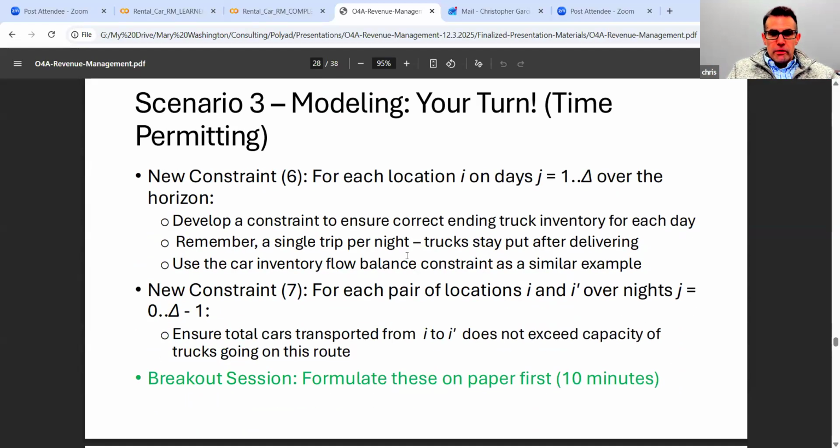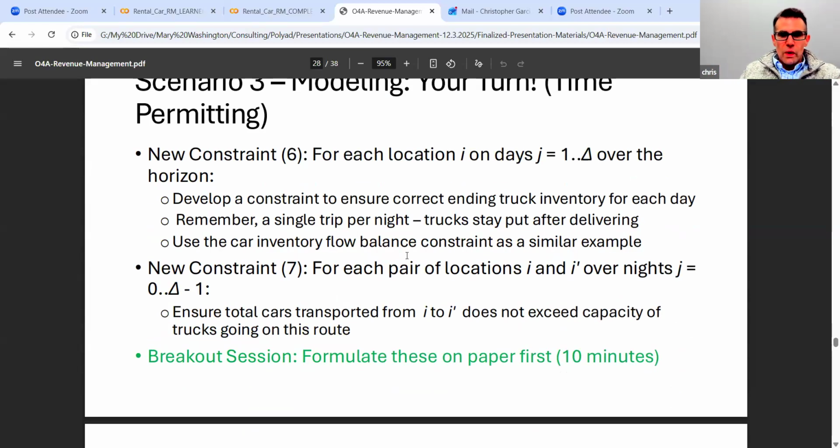Okay, and then for constraint 6, what we have to do is develop a constraint that ensures the correct ending truck inventory on each day. In this case, we're going to assume a single trip per night. This is a simplified transportation policy. What that means is my truck leaves my location, takes a set of cars over to the new location, and then just stays there, so it's available the next day to transfer cars from that new location. And again, this changes from one company to another, from one circumstance to another.